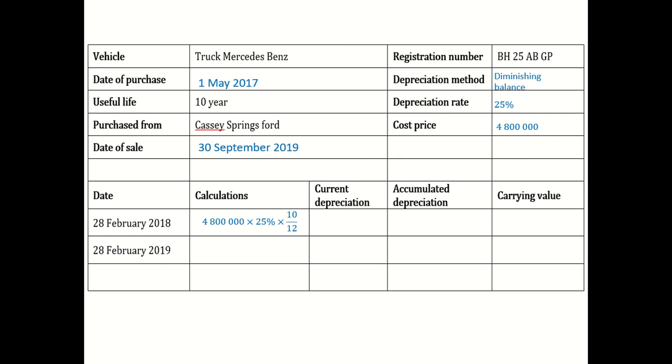The 2018 financial year ends on the 28th of February 2018. It starts on the 1st of March 2017. So we bought this asset on the 1st of May of that year. So it's May, June. I'm including May because it was on the 1st. Remember, guys, we depreciate the asset for as long as we are using it. I used this asset for the entire month of May. So I'm going to count May, June, July, August, September, October, November, December, January, February.